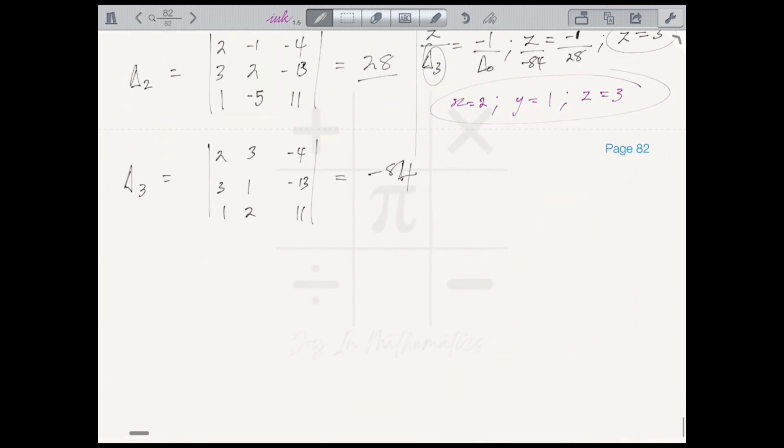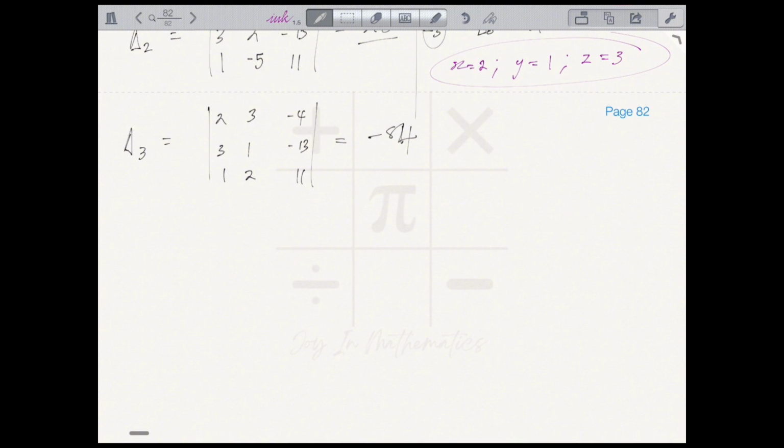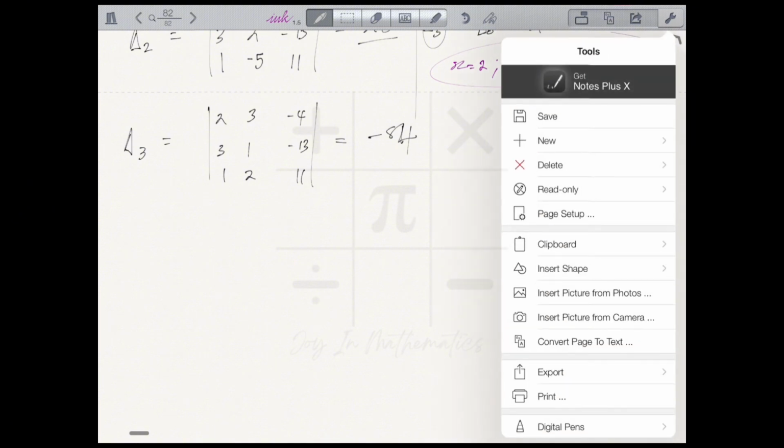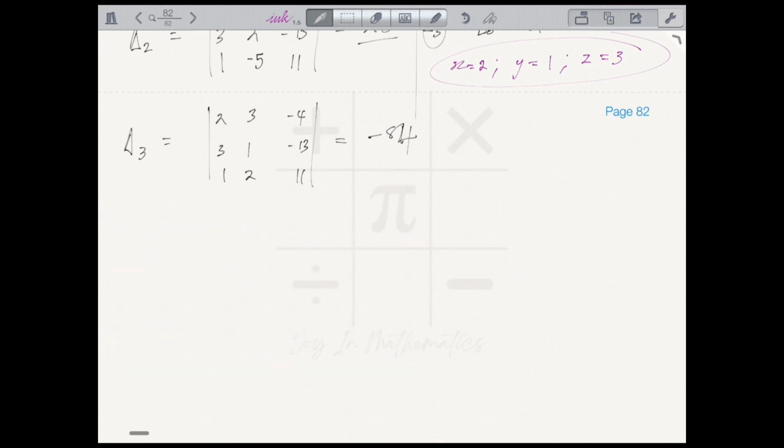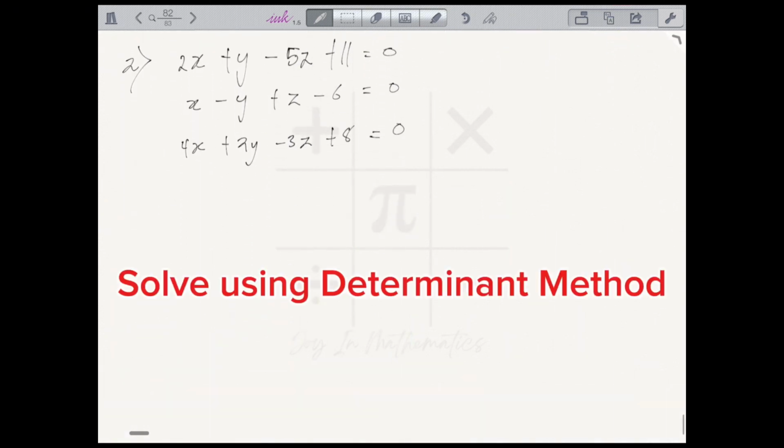Now, to conclude this lesson, try question 2. We want to solve 2x plus y minus 5z plus 11 is equal to 0, x minus y plus z minus 6 is equal to 0, 4x plus 2y minus 3z plus 8 is equal to 0. Now solve this using the determinant method, and let's confirm our answers in the next video.